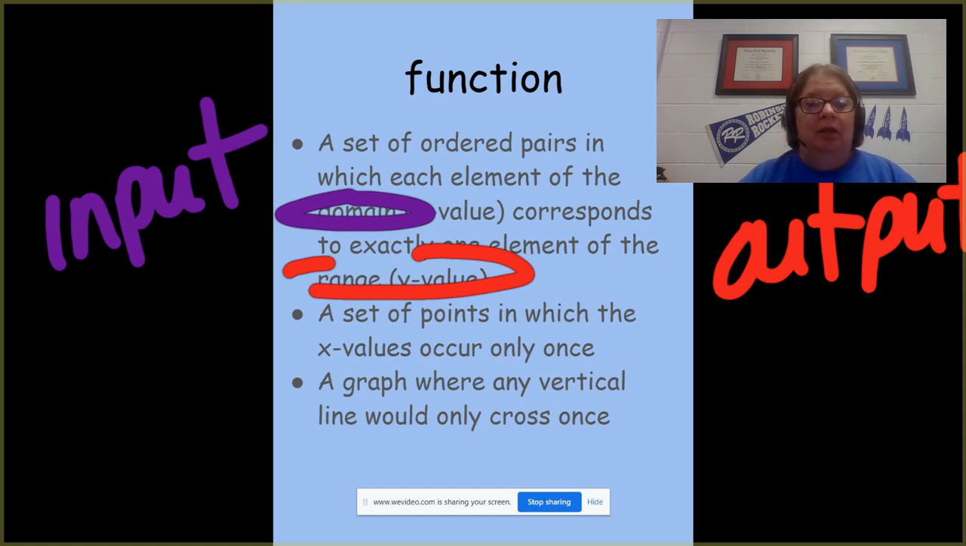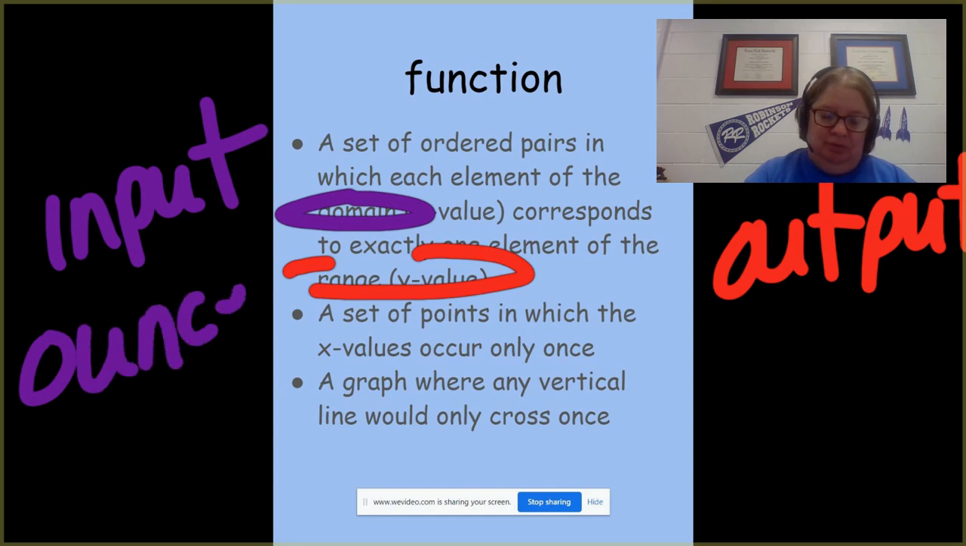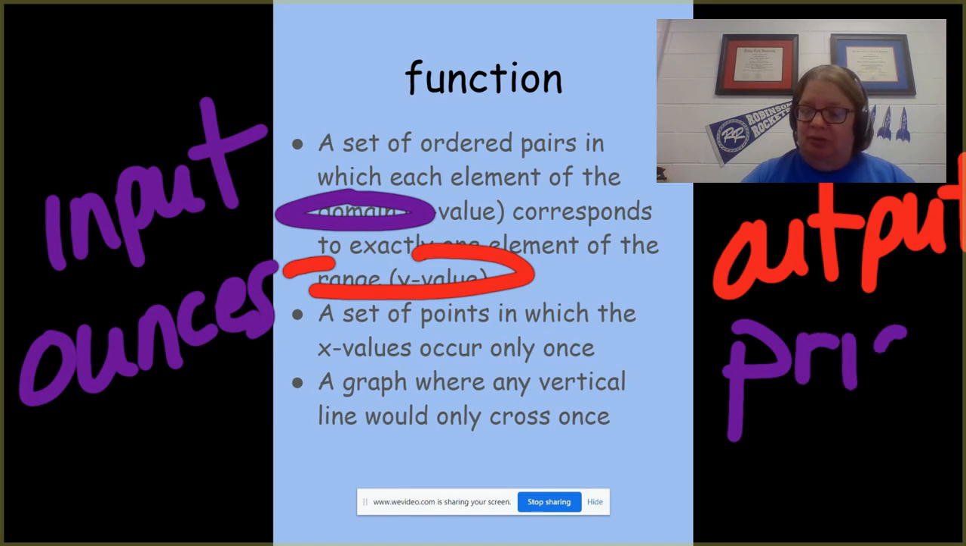Okay. So let's think about your video. What was the input? What was the output? How do they determine how much to charge you for your yogurt? They do that by the number of ounces. So as the number of ounces goes up, the price goes up. So what's the input? The input would be the number of ounces. The output would be the price or the cost.